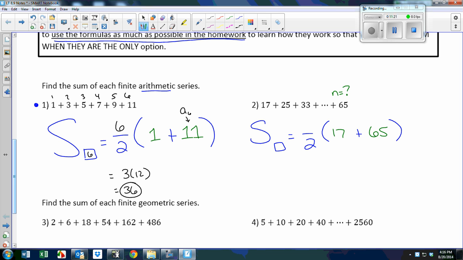So I don't know what to put in the rest of the formula. So I got 2 options. One, I can figure out what's the missing terms. What comes after 33? 41. Then add 8 again, 49, and blah, blah, blah, and figure it out that way.